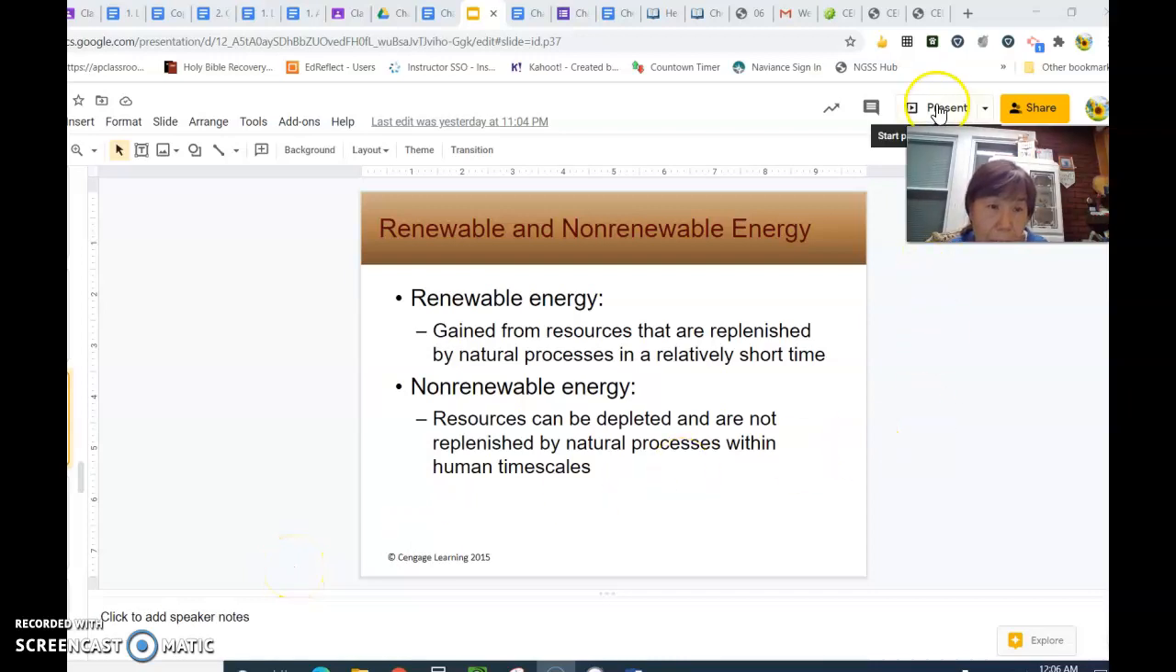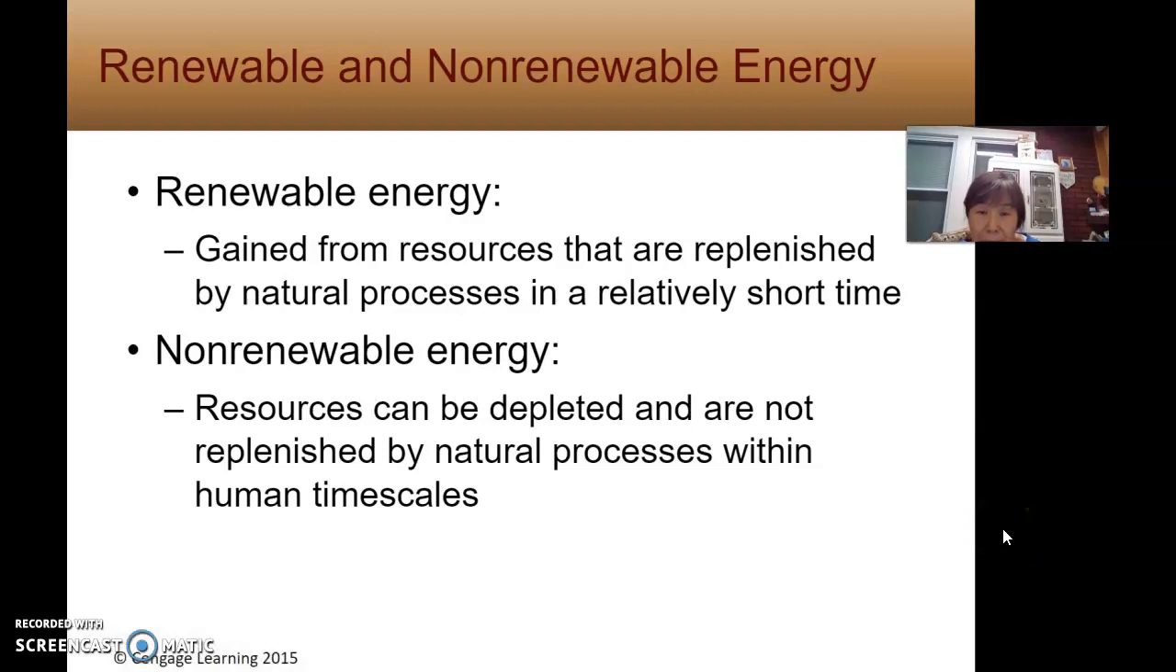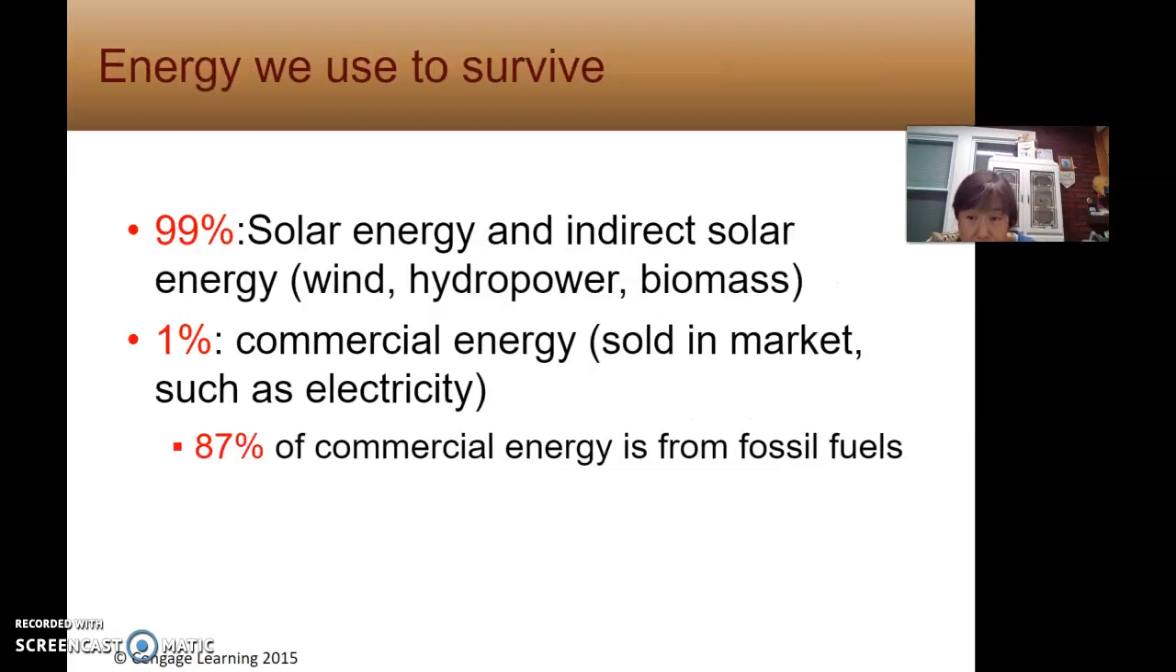Okay, we are going to continue chapter 2, section 3 about energy. Based on the source of energy, we can divide energy into two categories. Renewable energy is gained from resources that are replenished by natural processes in a relatively short time compared with the human lifespan. Non-renewable energy or resources can be depleted and are not replenished by natural processes within human life scales.